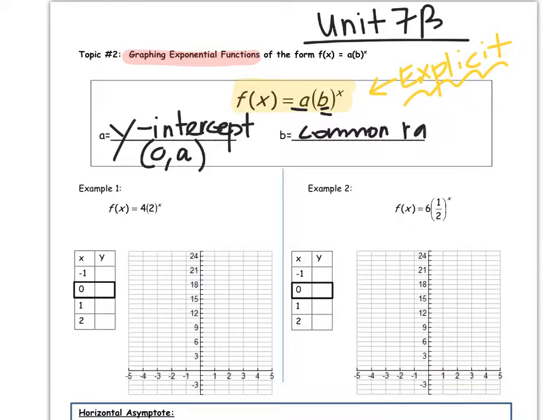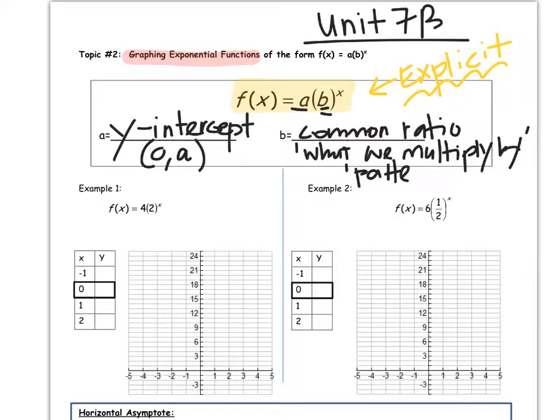And I'm going to write two things under there. The common ratio is what we multiply by. That's one way to think about it. The other thing to think about is that it's the pattern. But the correct vocabulary is the common ratio, but this is how we think about it. It's what we multiply by, or it's the pattern.